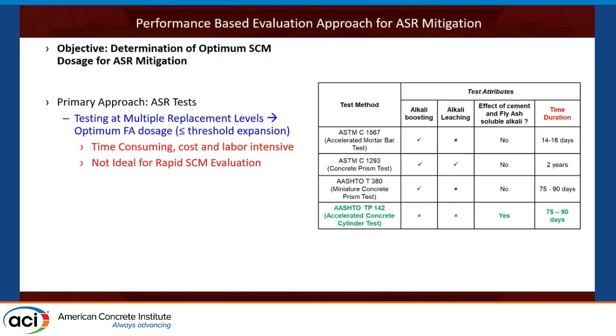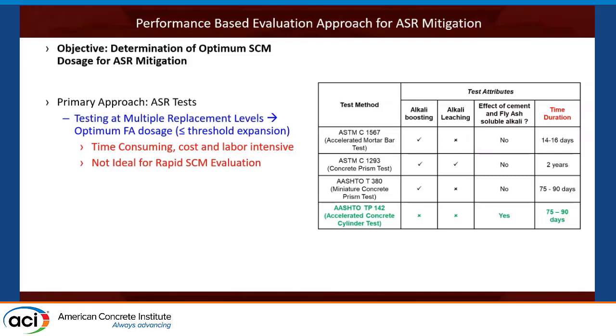Let me start by thanking Wang because he gave a wonderful introduction to the topic today. But this problem is real in ASR evaluation. The question is, what replacement level do we test at? Do we start at 20 and then go 20, 30, 40, 50, 60? That's actually not feasible. And the different tests have different pros and cons, but the test which is shortest duration, 14 to 16 days, has a low reliability in predicting the overall ASR performance.